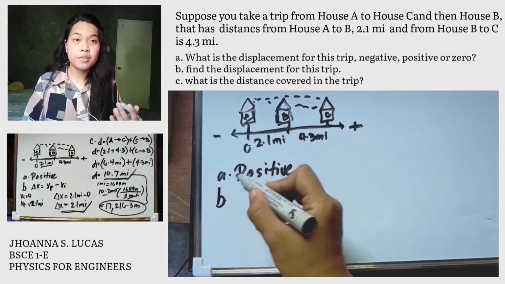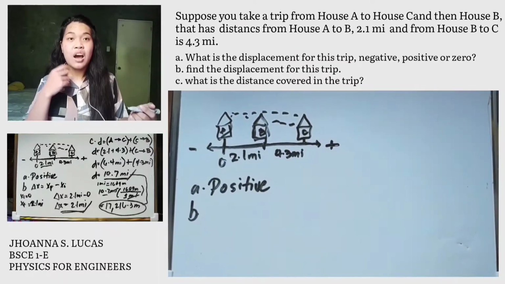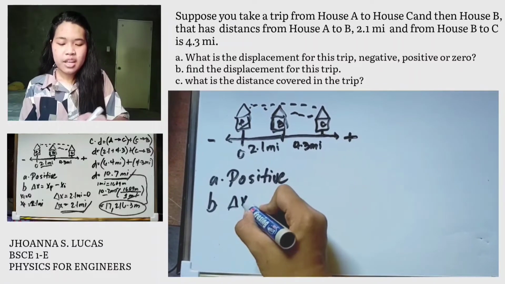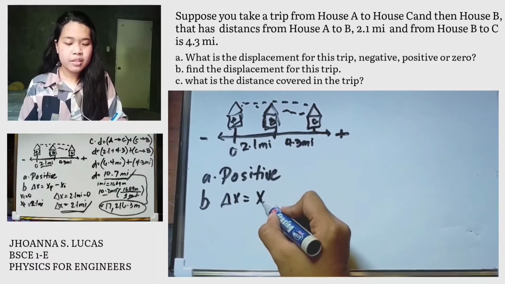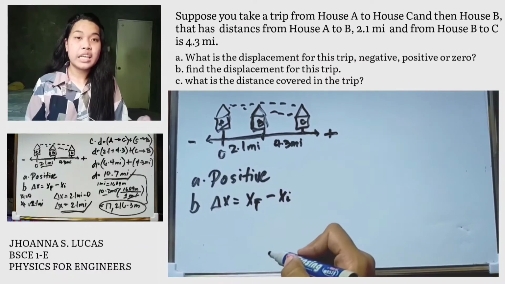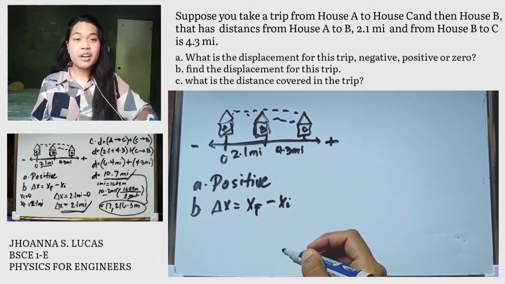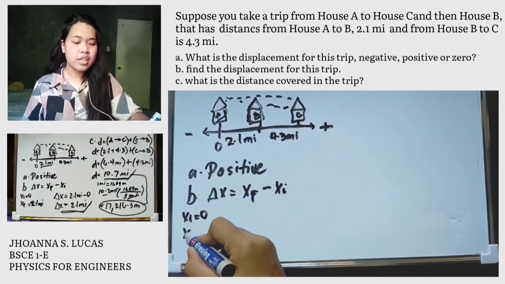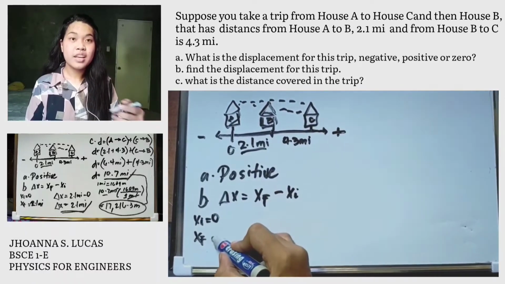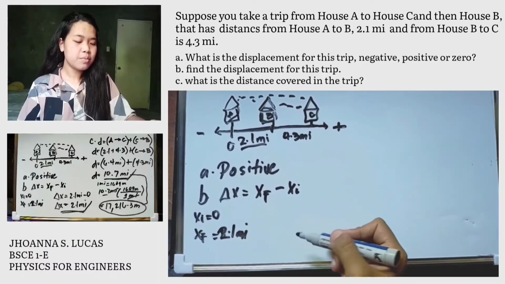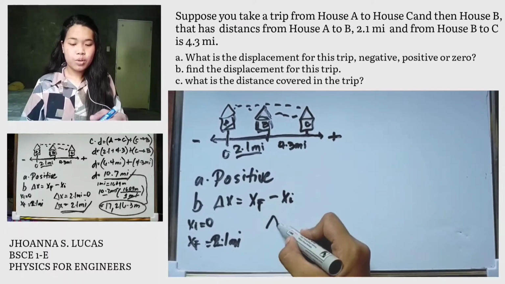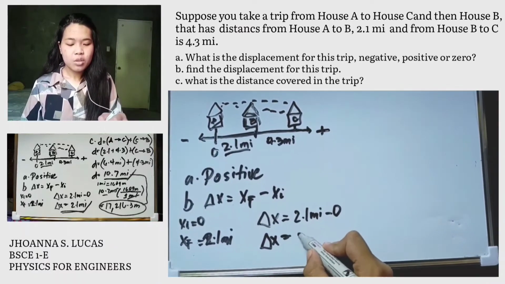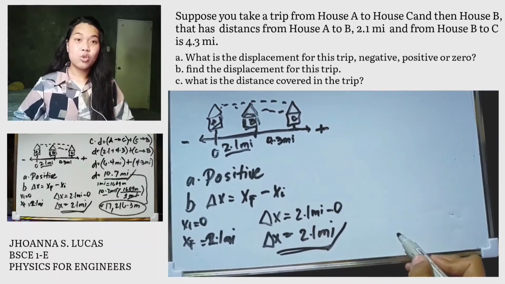The second question is asking us to find the displacement for this trip. Since we have to use an equation, here we will use the displacement equation, and it is delta x, or change in position, equals final position, or x sub f, minus x sub i, or the initial position. As we said earlier, our initial position is at the origin, so our initial position is equal to 0. And our final position is at house B. Since house B is 2.1 miles away, our final position is 2.1 miles. Substituting to solve, it will be 2.1 miles minus 0. So our change in position, or delta x, is 2.1 miles. Our answer in letter B is 2.1 miles.